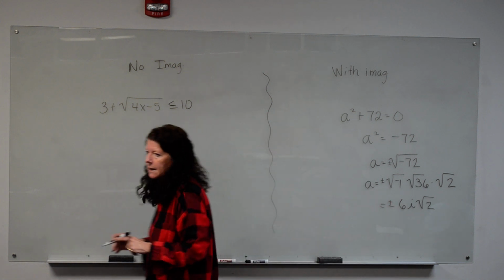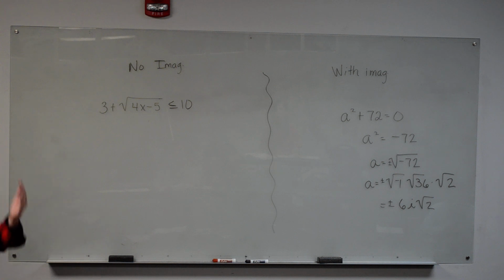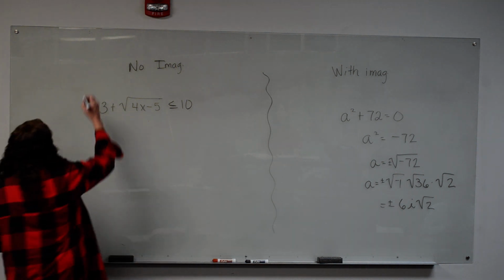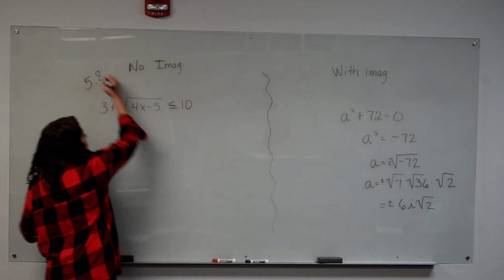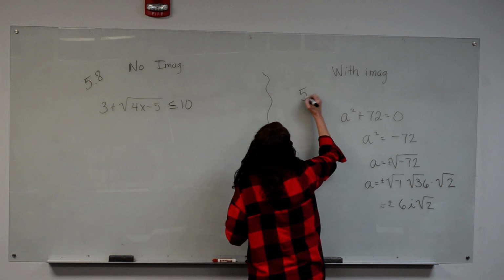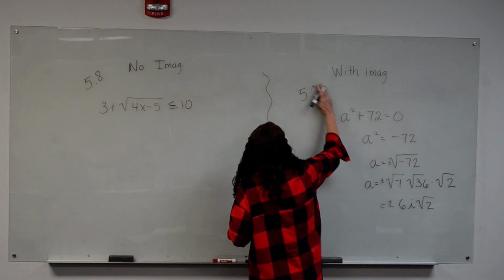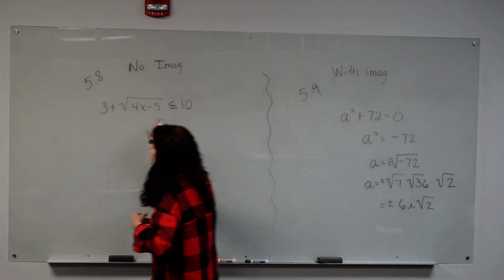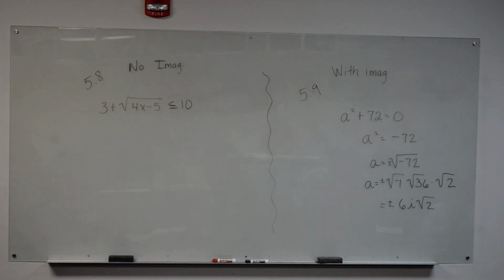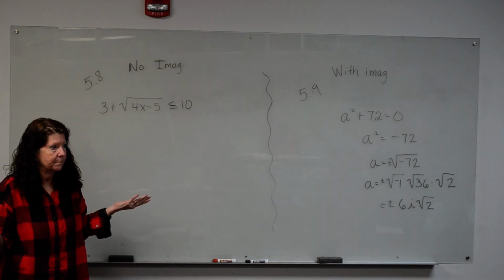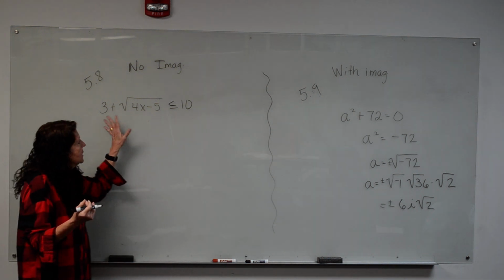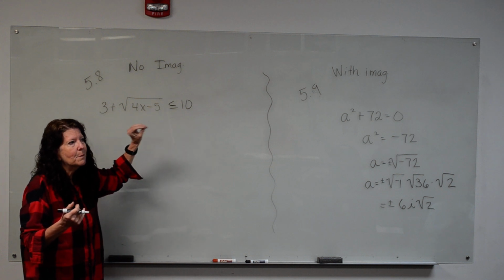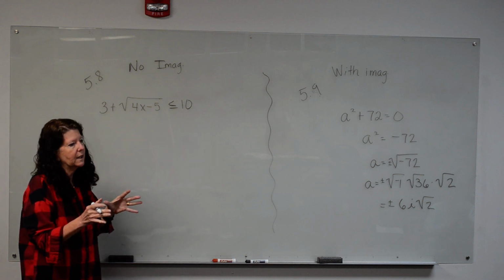Okay, this side was from section 5.8. So this is 5.8. This is 5.9. Doesn't look much like a 9. We did ones that had equal signs in them, and I told you to skip the ones that had inequalities. But then we never went back and did them. We are going to solve this, but there's going to be a little trick to this.